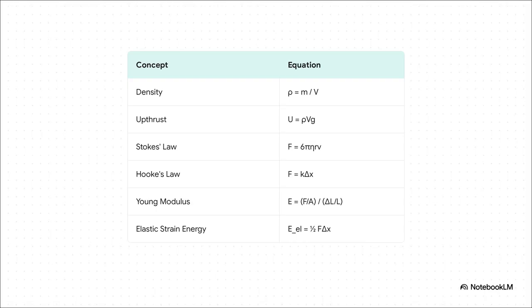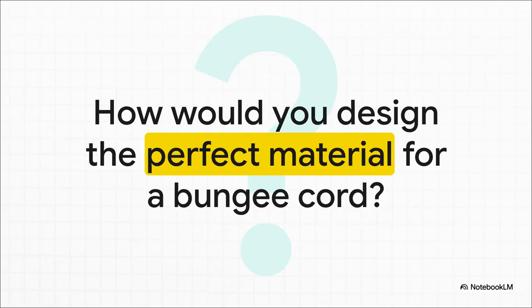And here they are, all in one place. This is basically your toolkit for this entire topic. From the simple idea of density all the way to the energy stored in a stretched wire, these are the equations that let us describe, predict, and engineer the behavior of pretty much any material. So, you see, these principles are not just abstract equations on a page. They're the design rules for everything in the world around us.